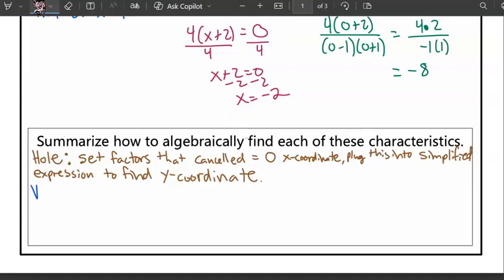For the vertical asymptote, set the denominator equal to 0. For the domain, it's all real numbers except for the x values of the hole and the vertical asymptotes.